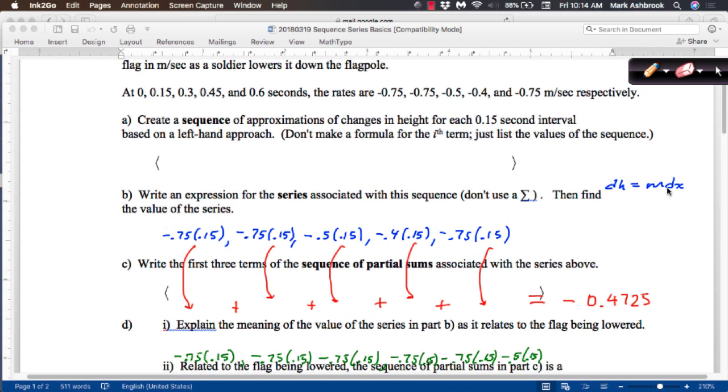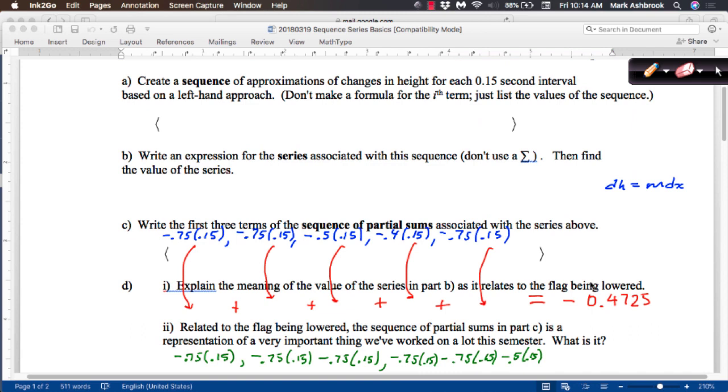We did D1. So now explain what's the meaning of this thing. It is a representation of a very important thing we've worked on a lot this semester. So looking at the first partial sum, the second partial sum, the third partial sum, think about continuing to include more and more partial sums. What is that kind of like, or what is that a representation of? Anyone think they got this? Okay. So each one of those is net accumulation.